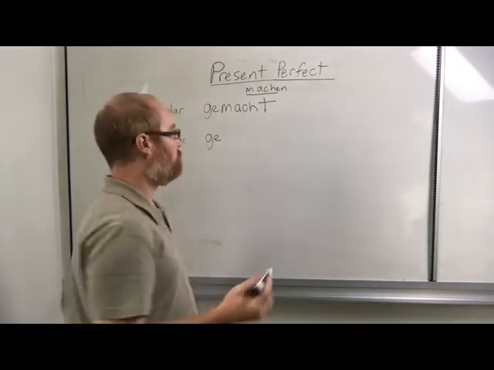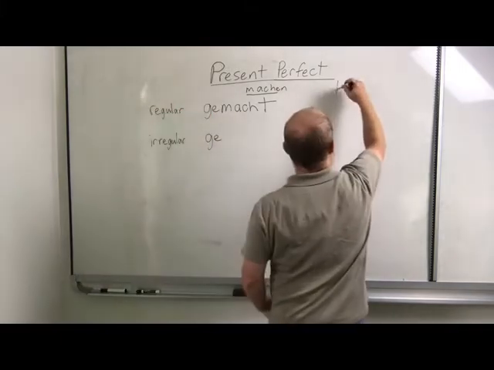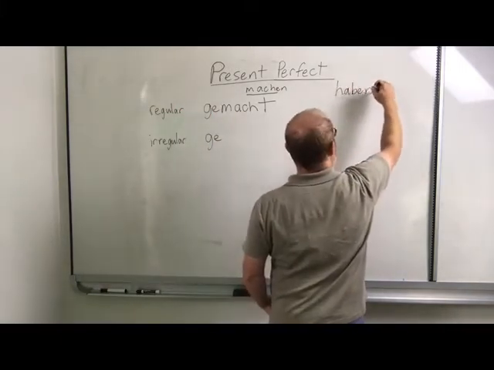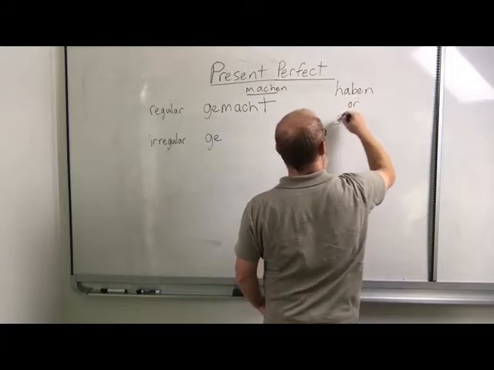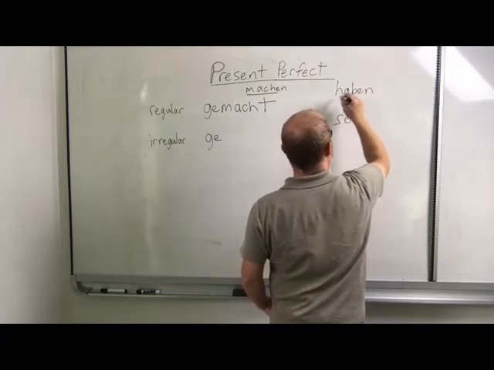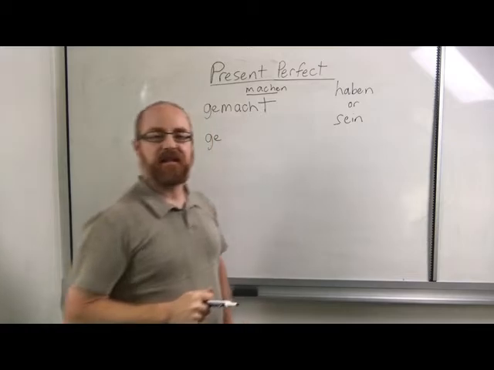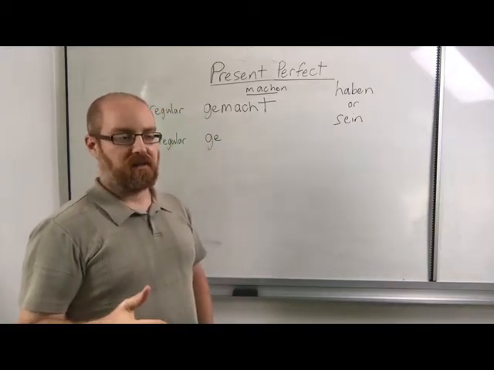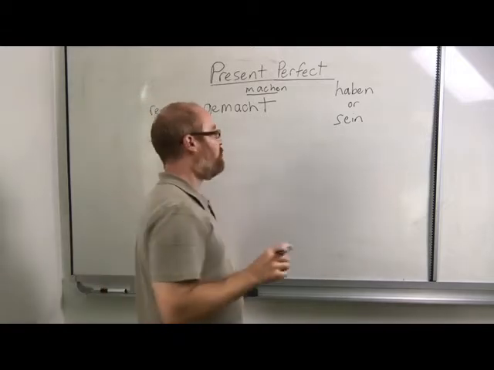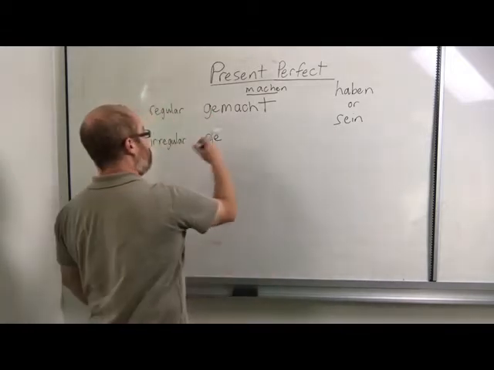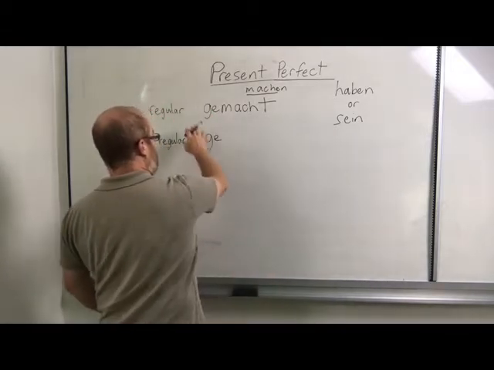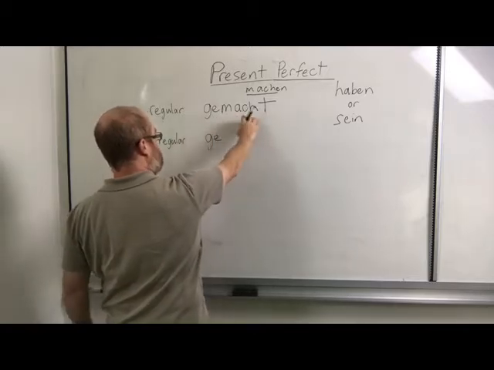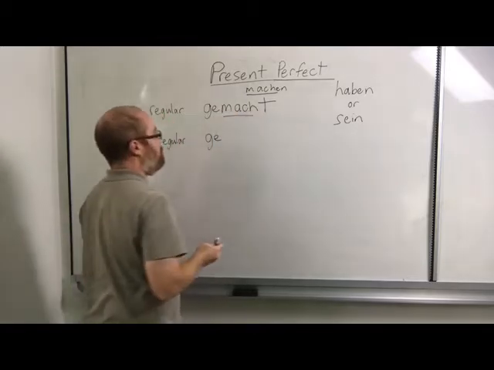Now two helping verbs. We have haben and sein. So which one do we want to use, haben or sein? That's going to depend on what the verb indicates. So I'll come back to that in just a moment. Let's return now to the basic forms. So regular verbs is GE plus stem plus T.